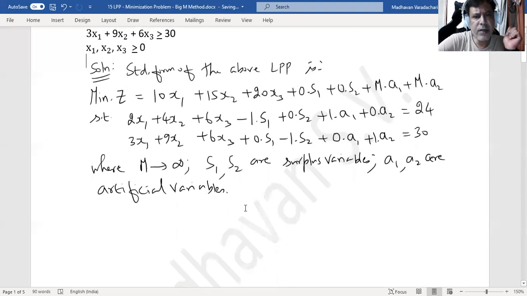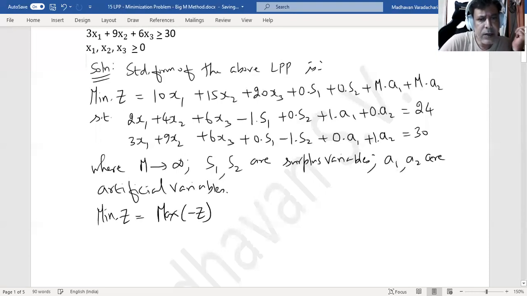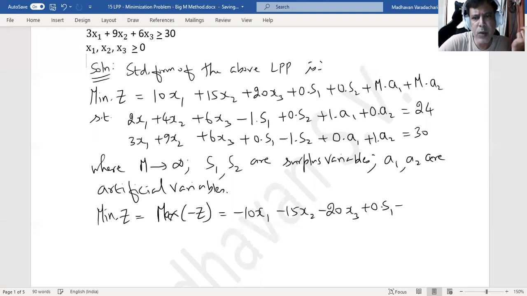Now, before we start our simplex method, or before we create our simplex table, we will convert this minimization type of problem to maximization type. Minimizing Z is the same as maximizing minus Z. So I'll say maximize minus Z. Since it is minus of Z, I'll take the opposite sign for all of these. It will become minus 10 times X1, minus 15 times X2, minus 20 times X3, and then 0. It is anyway 0, so whether minus or plus doesn't matter. So plus 0 times S1, plus 0 times S2, minus M times A1, minus M times A2. So the objective function has been changed like this.